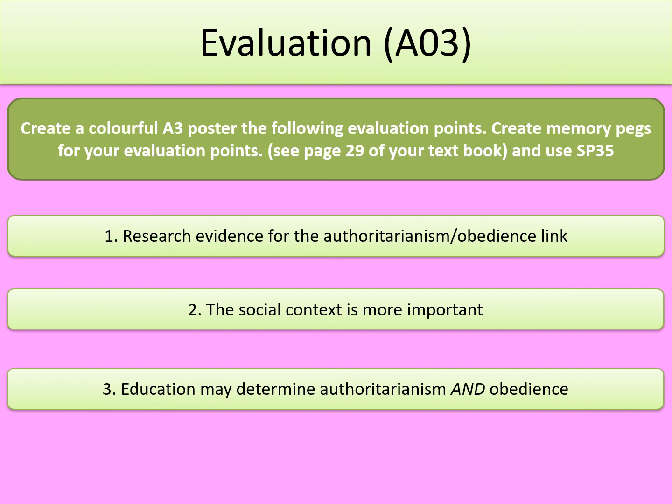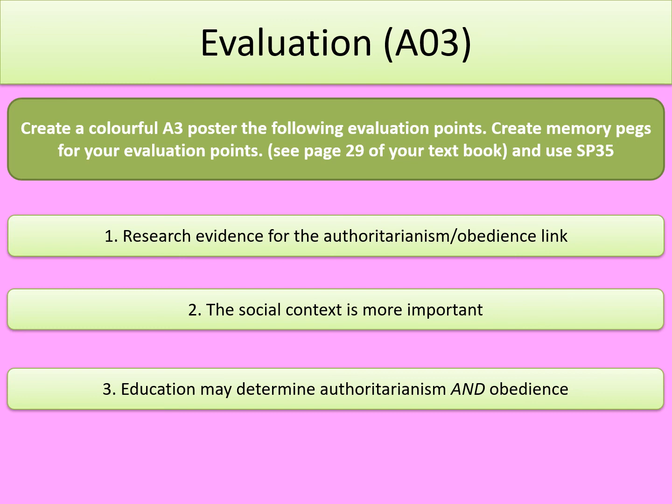The third evaluation point is about education, and that education may determine authoritarianism and obedience. So this is also on page 29, but it's in the top right hand corner of page 29. If it's the 4th edition, if it's the 5th edition, I think it's the 4th paragraph. But you're looking for the research by Middendorp and Melion that is talking about that your education might be the factor that is causing obedience rather than purely your right-wing views.